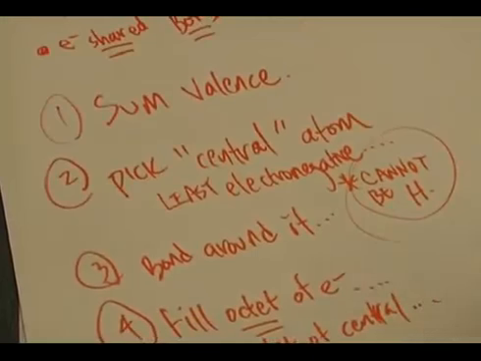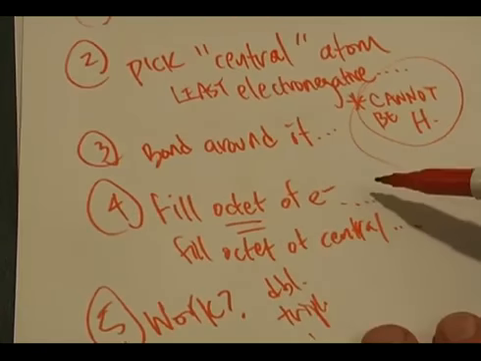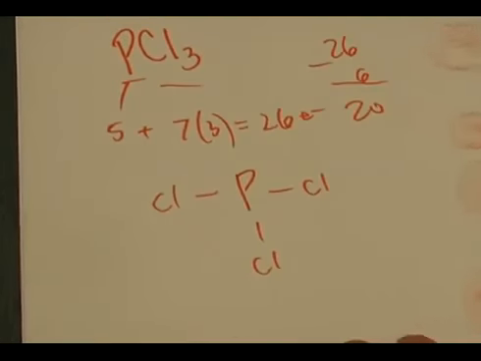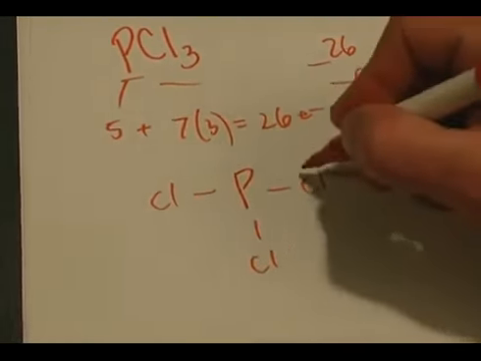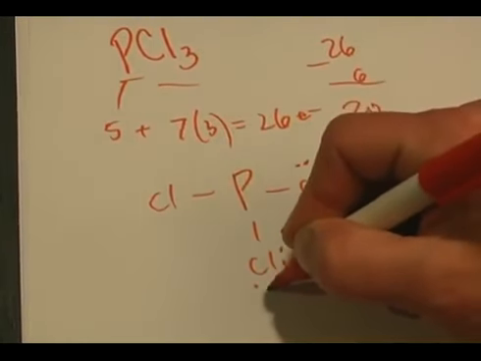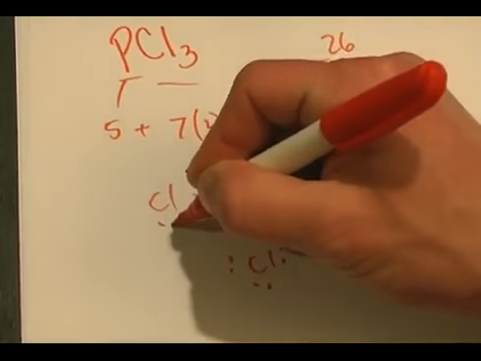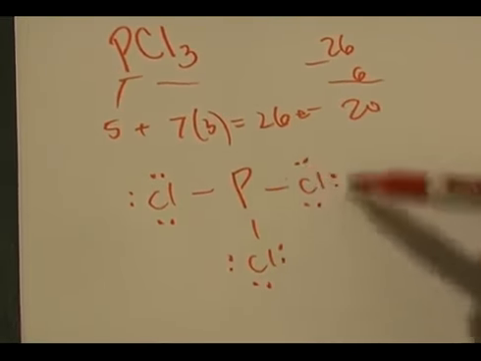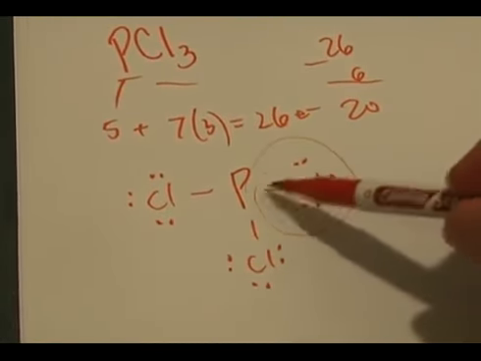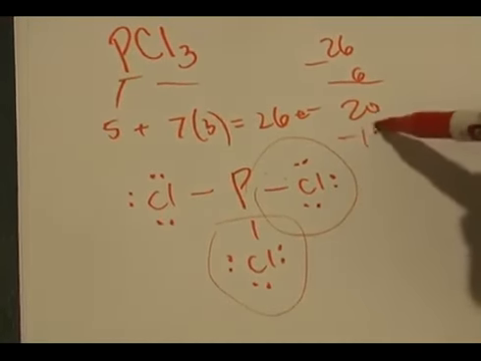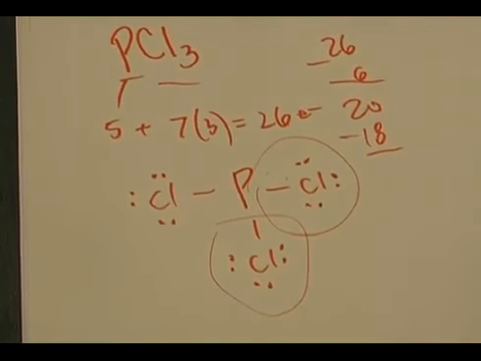Step number 4, fill the octet. Fill the octet of electrons and fill the octet of the central atom. Octet meaning 8 electrons around each because it wants to have a noble gas configuration. So 2, 4, 6, 8, 10, 12, 14, 16, 18. 18 electrons used to fill the octets of each one of the chlorine atoms, because remember there's 2 of them in this bond, 2 of them in this bond, 2 of them in this bond. Subtract 18 now from 20, because I had 20 electrons remaining. I've got 2 left over.